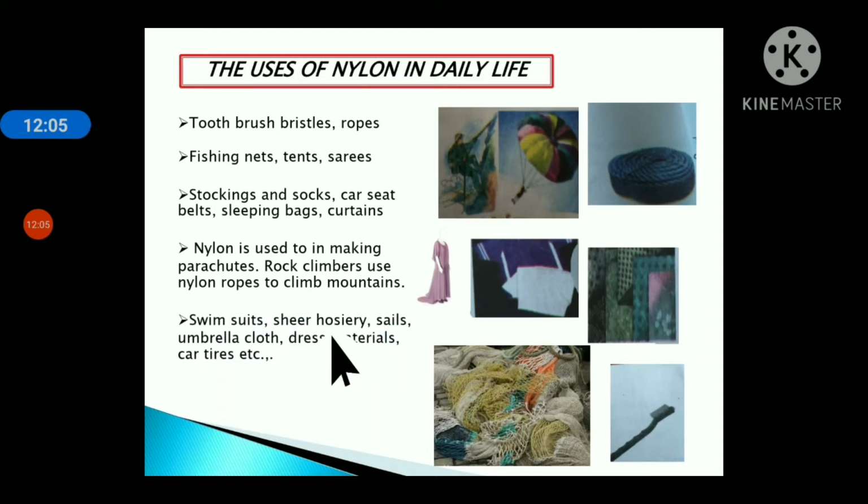Okay, swimsuits, sheer hosiery. Why swimsuits? We learned nylon characteristics. It does not absorb water, so we use it in swimsuits. Sheer hosiery, sails, umbrella cloths, dress materials, car tires, etc. All these articles are made of nylon. These are very useful in daily life.